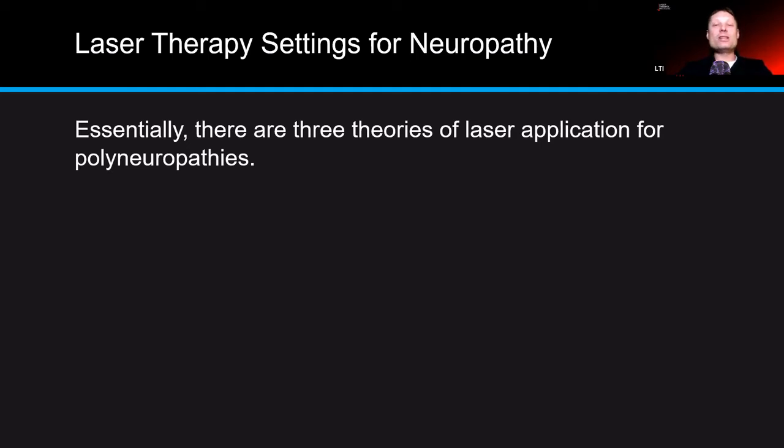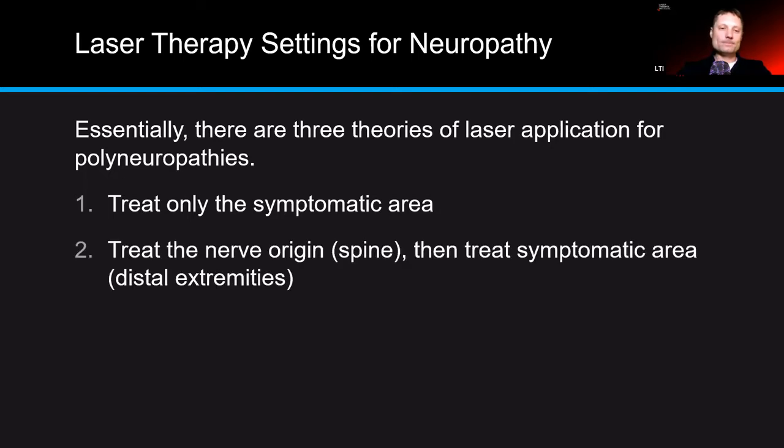Essentially, there are going to be three theories of applying light therapy for a polyneuropathy. Number one is treating only the symptomatic area. So if that's somebody with diabetic neuropathy in the feet, you treat just the feet, right? Treating just that symptomatic region.